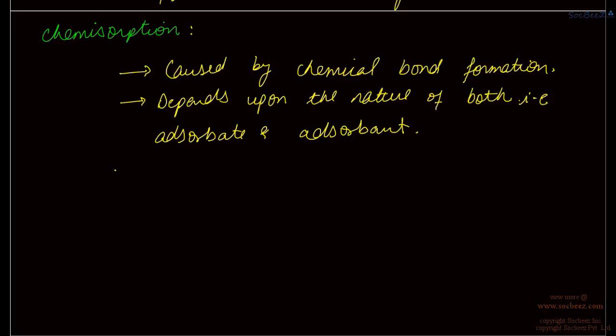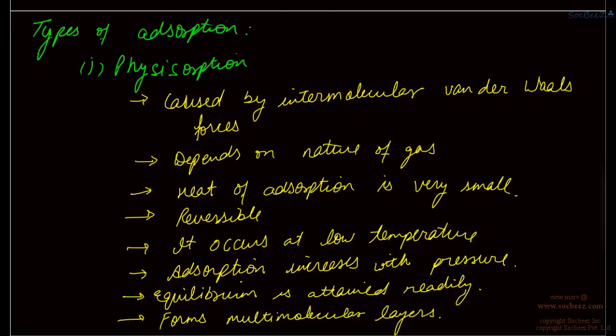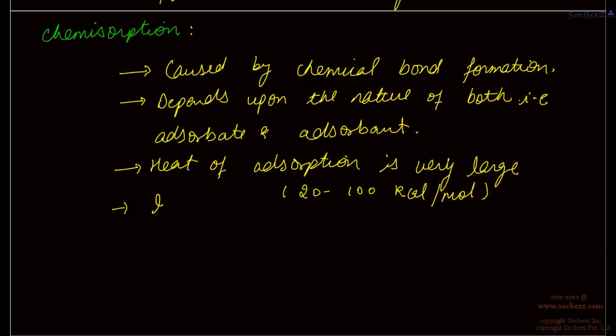Its heat of adsorption is very large. It is around 20 to 100 kilocalorie per mole, whereas in case of physical adsorption, the heat of adsorption is around 5 kilocalorie per mole. Okay. Now, since physisorption is reversible, chemisorption is irreversible.